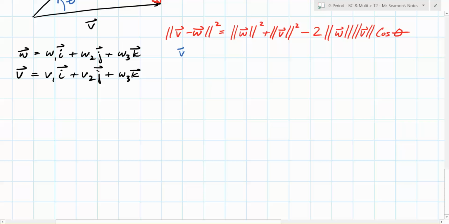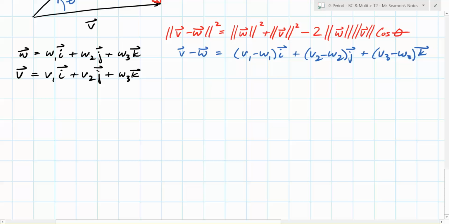If you do V minus W like this, what are you going to end up with? V1 minus W1, I, right? Plus what? V2 minus W2, J, plus V3 minus W3, K. You with me so far?